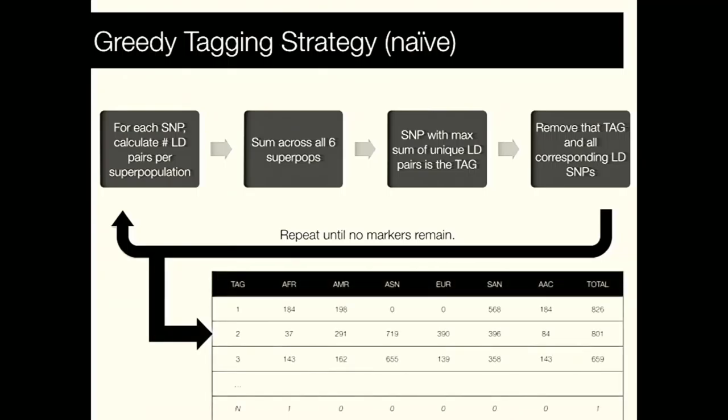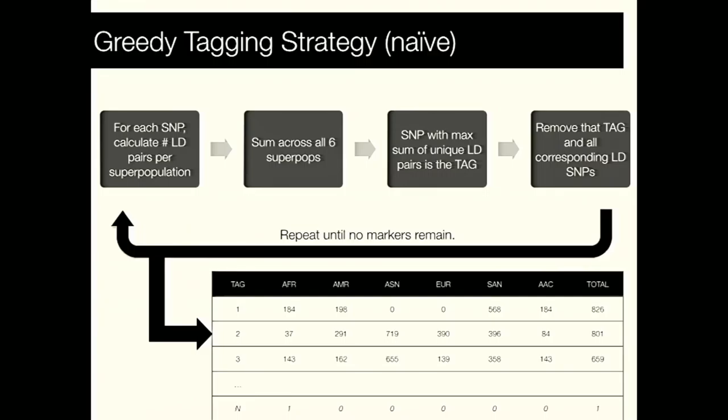All right. So here's the set of SNPs. Here's the first SNP, and you can see that in the African population, it tags 184 other SNPs. In the Americas population, it tags 198. It doesn't do a good job of tagging in Asians and Europeans and so on. So you can sum this all up. So, okay, how many SNPs are being tagged here? 826 SNPs. For this second one, it's 801. For this third one, it's 659 and so on. So now you'd say, okay, this is my number one SNP. I need to make sure that's on the array, then this guy, then that guy. Does that make sense? Okay.